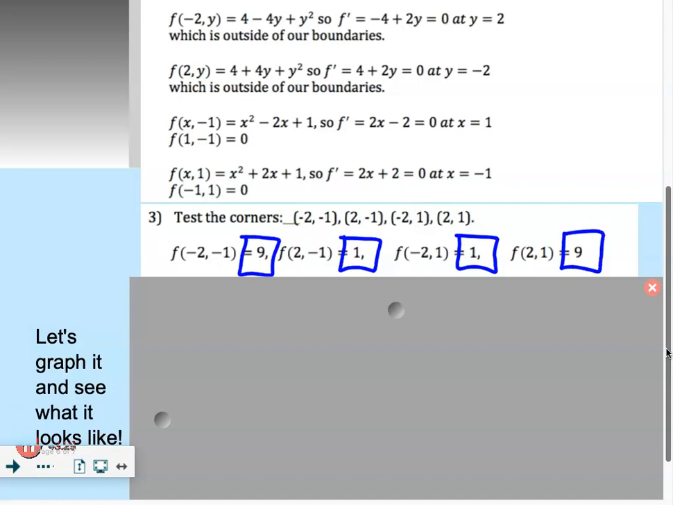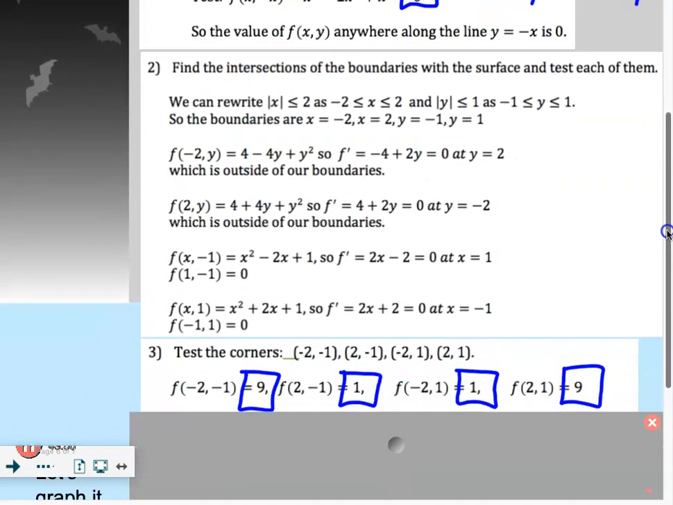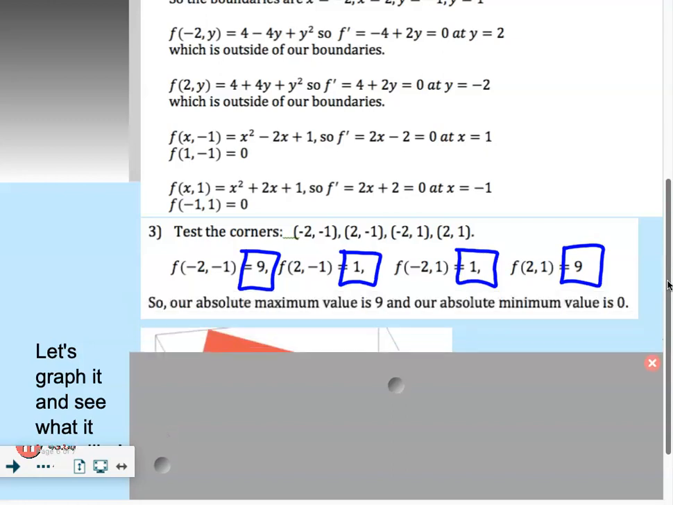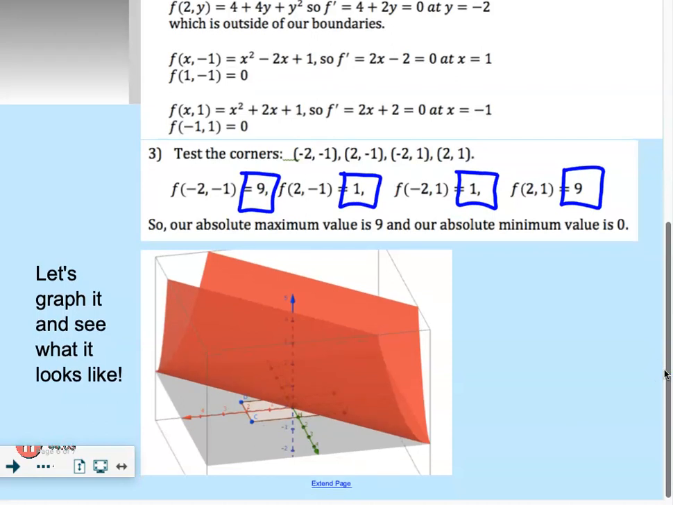I've tested my critical points. I've tested the intersection of the boundaries with the surface. And I've tested my 4 corners. Once I've done all those tests, I'm ready to determine the max and the min. The only numbers that I have boxed in are the z values of 0, 1, and 9. So my min is going to be 0. My max is 9. And that's that. There's some beautiful graph of this thing, which kind of looks like a piece of paper we folded in half.